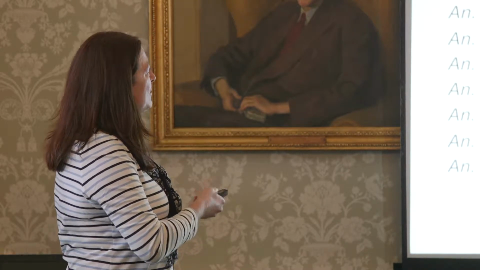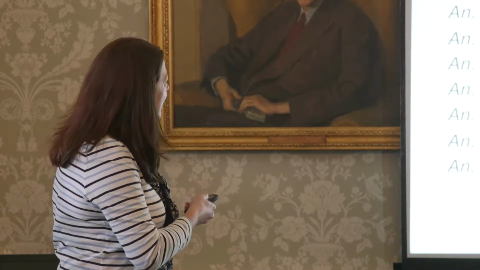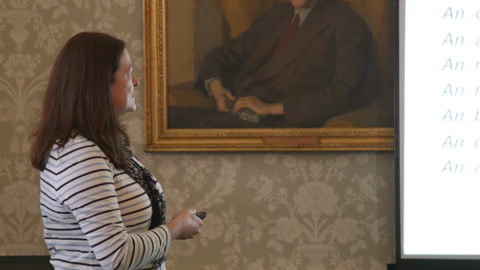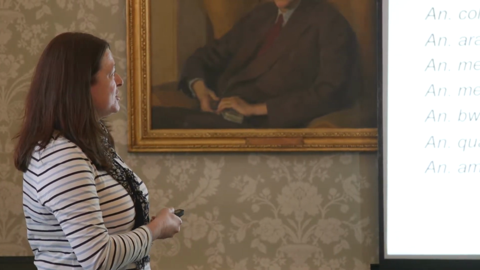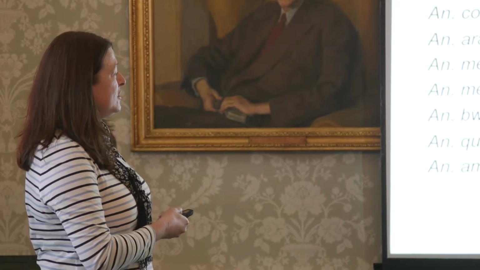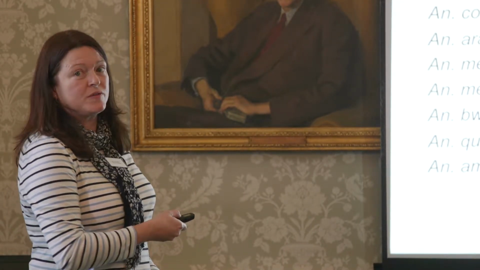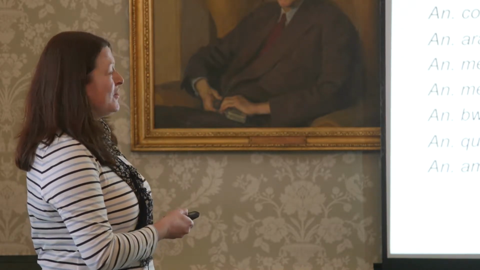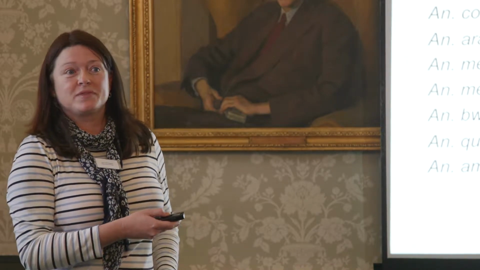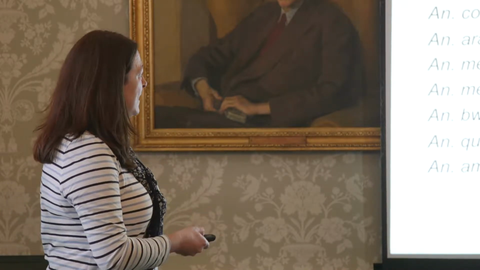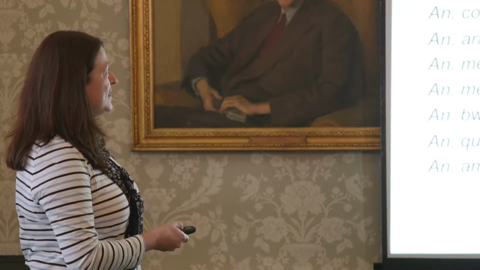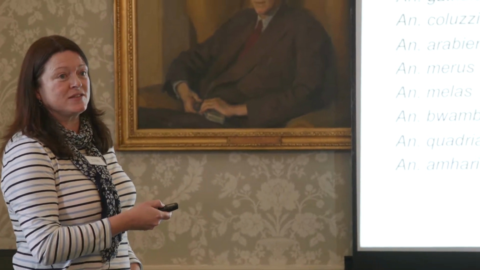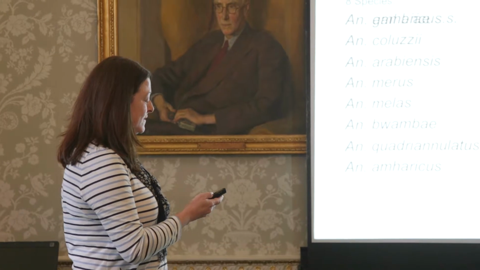The three main vectors are gambiae, coluzzii and arabiensis. Then there are some local vectors as well: merus and melas, which are found along the east and west coasts of Africa respectively, and bwambae, a very local vector just found in saltwater springs in Uganda. There are also a couple of non-vector species. These all make up the Anopheles gambiae species complex of very closely related species.